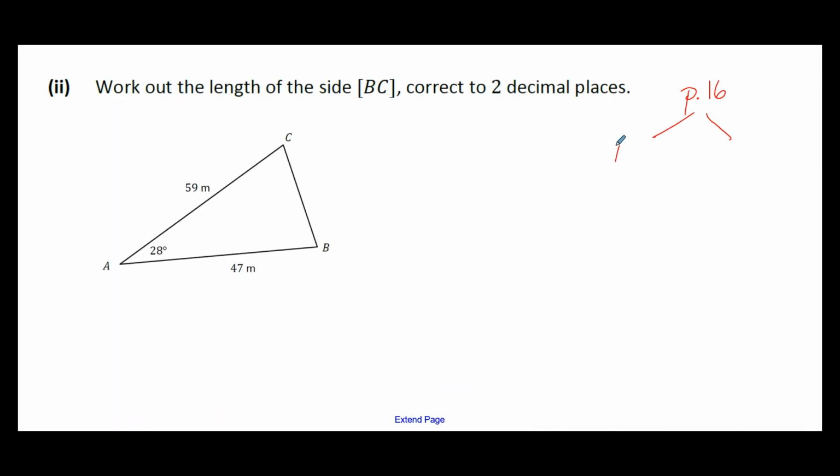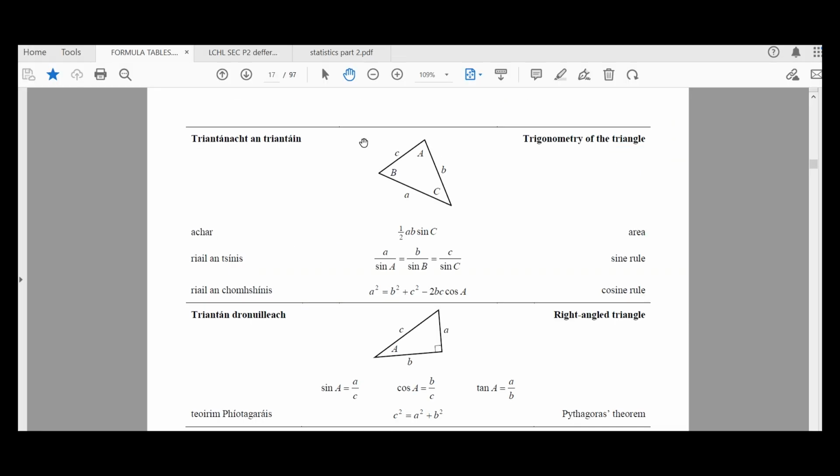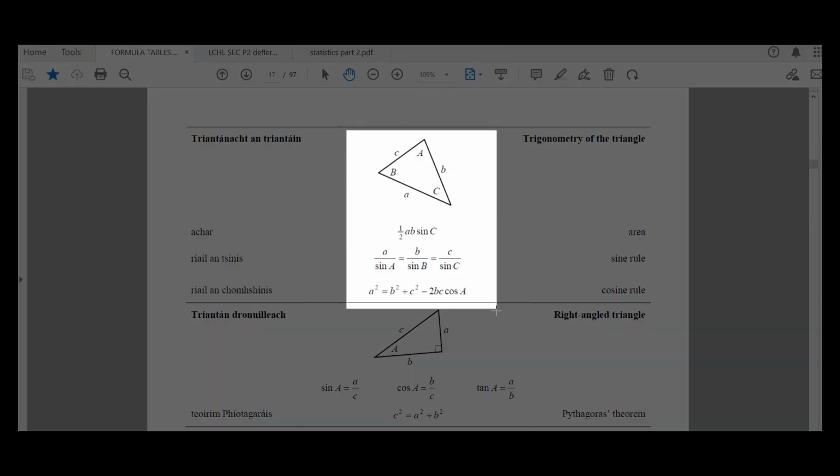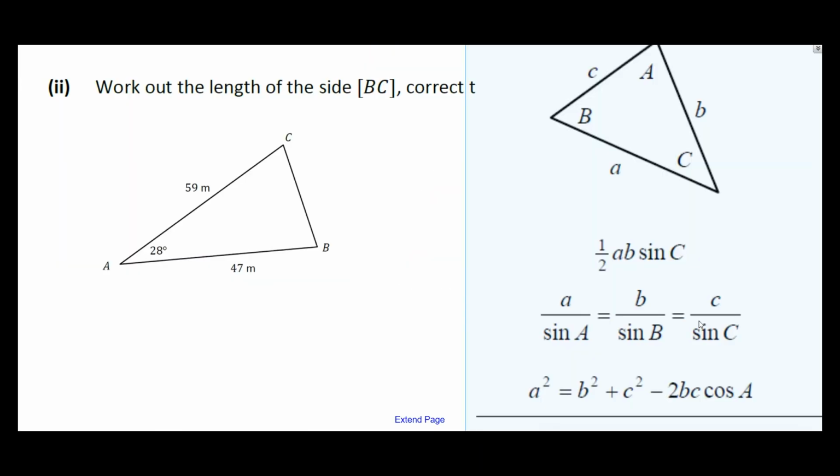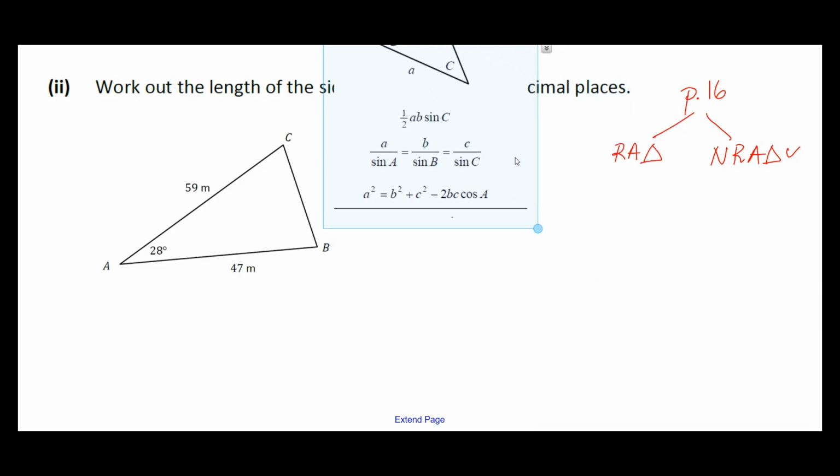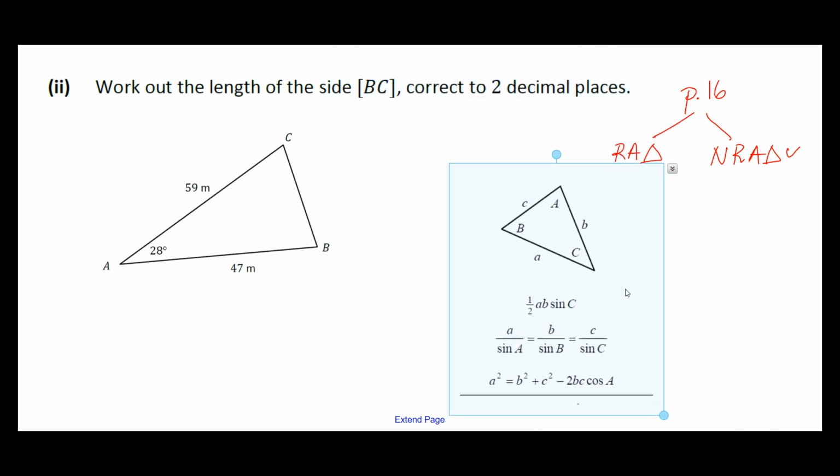So when we are dealing with a triangle, that's the first question we ask. Is the triangle that we are dealing with a right angle or not a right angle? Here we have no indication that it is a right angle, so we are going for not a right angle triangle. We have two formulas that we are considering, the sine rule and the cosine rule. I know that there is that third formula for the area, but really what we are considering is the sine rule and the cosine rule.